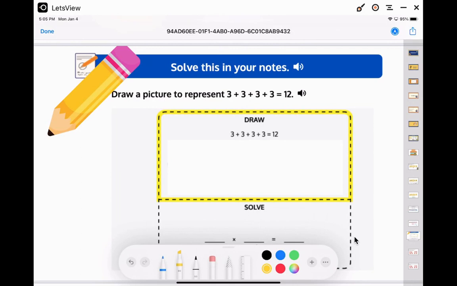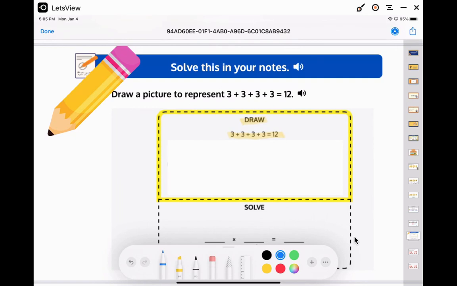At the top of your math journal, I want you to write draw 3 plus 3 plus 3 plus 3 equals 12. You are going to create a picture to represent this repeated addition problem. 3 plus 3 plus 3 plus 3 equals 12. For this one, I'm going to help you out just a little bit.